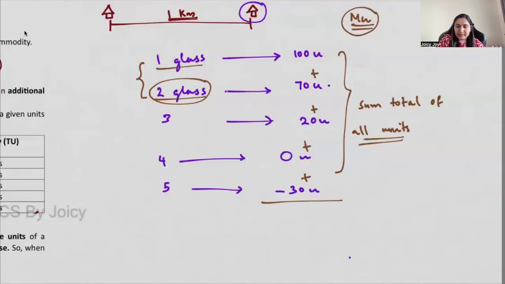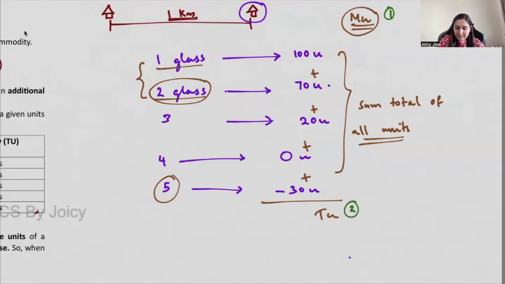So altogether, here in this example, we have consumed 5 units of lime juice, or 5 glasses of lime juice. So the total utility that you have derived from consuming all the units together is what we call total utility. So we learned two concepts. One is marginal utility. The second one is total utility.